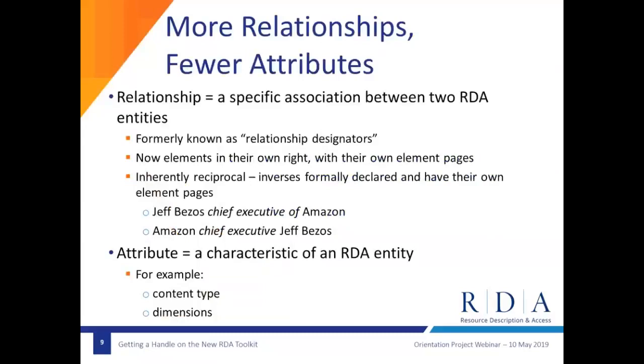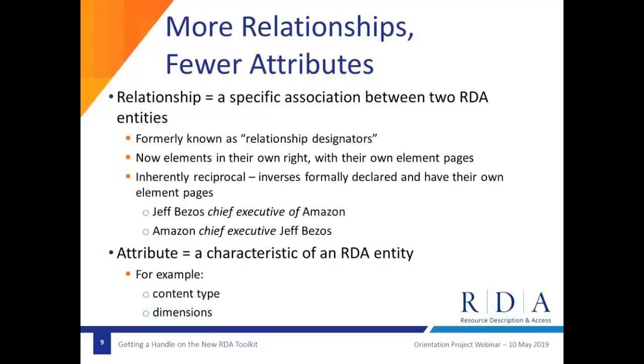A relationship is a specific association between two RDA entities, and you've commonly called these relationship designators. That's how they were presented originally. However, these are now elements in their own right, and each one of them has its own element page, as does its reciprocal. Because these are inherently reciprocal, those are also elements with their own element pages. If you mention that Jeff Bezos is the chief executive of Amazon, then inherently Amazon has a chief executive of Jeff Bezos.